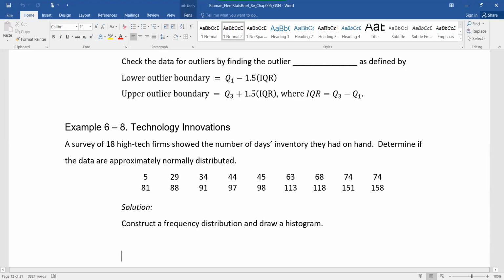So what we're going to do is, to see if it's skewed, we'll check the data for outliers by finding the outlier boundaries. We did this in a previous unit, I think unit 3, as defined by these guys. If you recall, we found our IQR, multiplied it by 1.5, subtracted it from the first quartile, and added it to the third quartile. If you forgot, IQR is the third quartile minus the first quartile. I believe all those formulas are on your chart now, so that might be a little easier for you to approach.